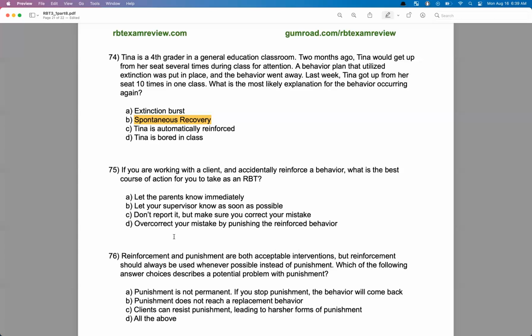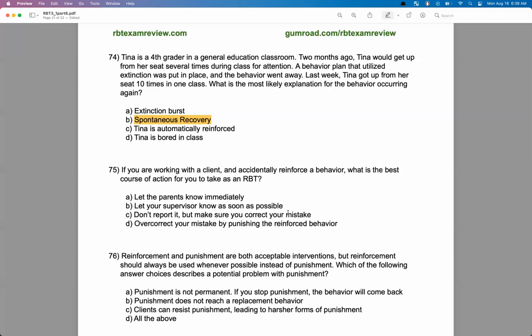D, overcorrect your mistake by punishing the reinforced behavior. Definitely not. This happens a lot, right? Where you get in a situation and maybe they're escalating and you don't know how to get out of it. So RBTs start punishing the behavior. Definitely don't do that, right? We definitely do not just want to start introducing punishment to make up for maybe a mistake.